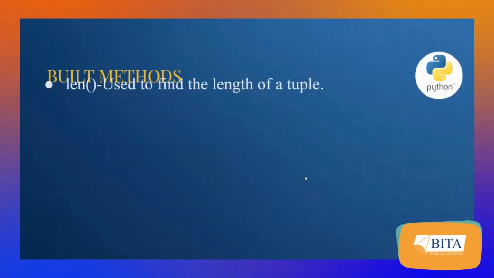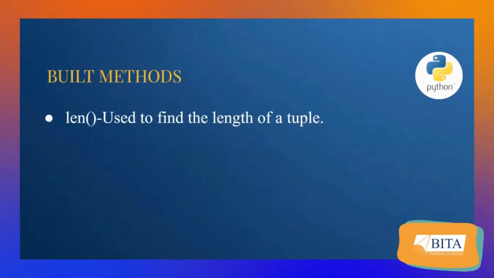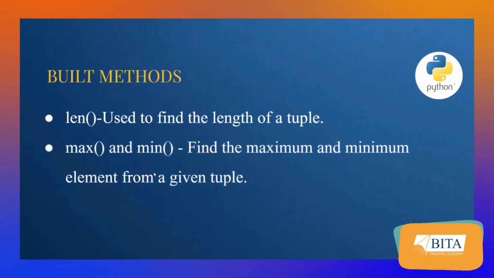Next, we are going to see the length of the given tuple. len is a function used to know the length of a given tuple. After that, we can see the maximum and minimum of the given elements from the tuple. If you have only integer values in that tuple, we can find the maximum value and the minimum value.